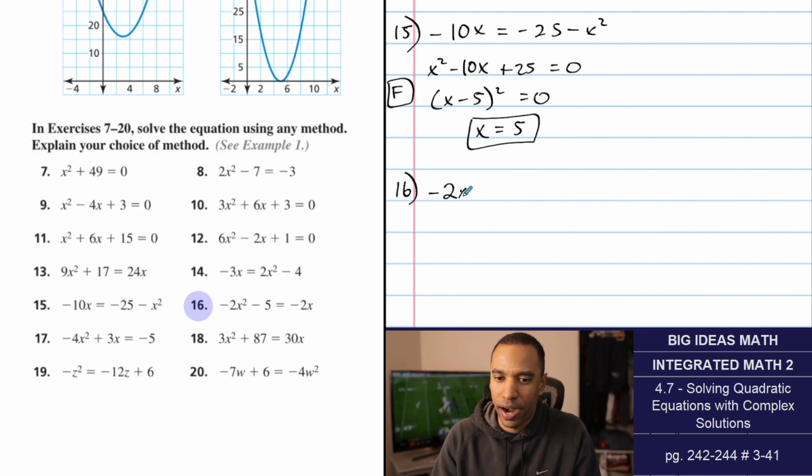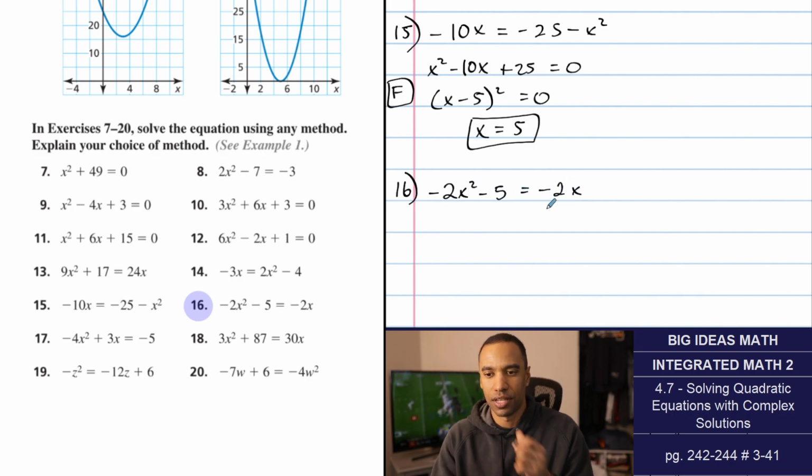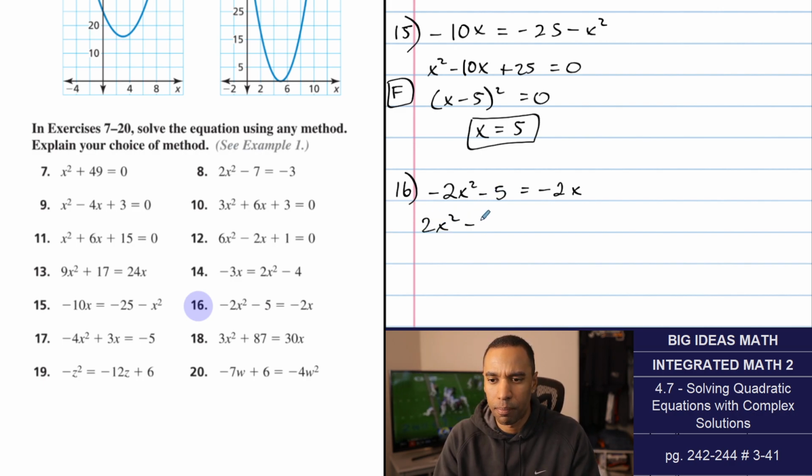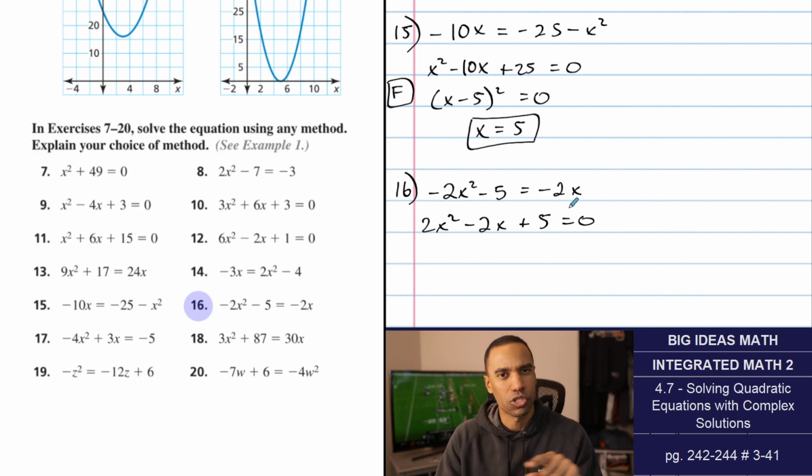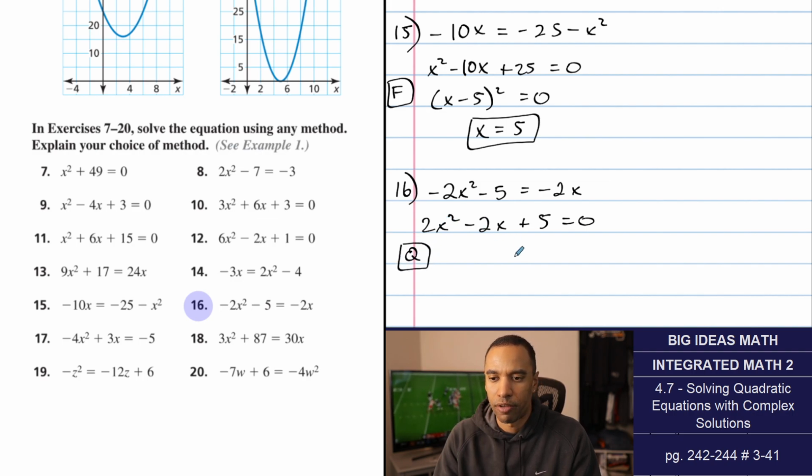Negative 2x squared minus 5 equals negative 2x. Let's add these over, make the a positive. I get 2x squared minus 2x plus 5 equals 0. Is not factorable. I'm going to do completing the square this time. No, I'm not. I'm going to use quadratic formula, actually. I would have if factoring out the 2 left me with an even number.